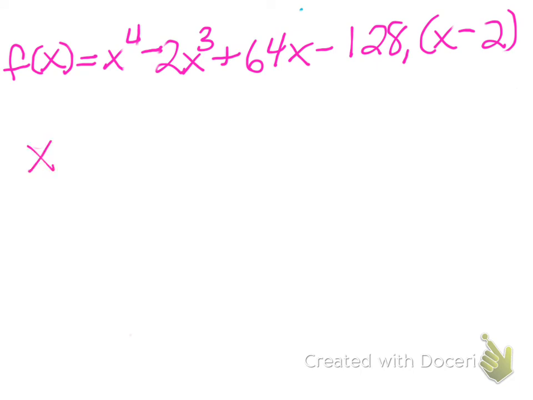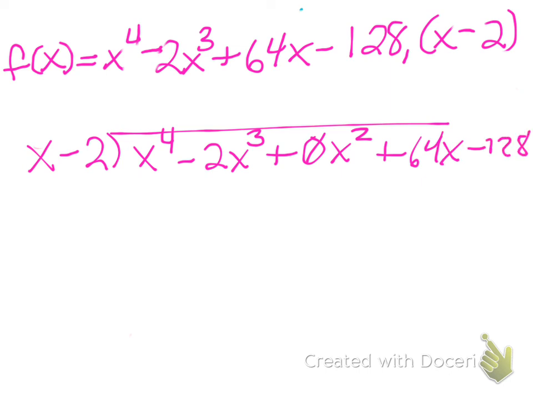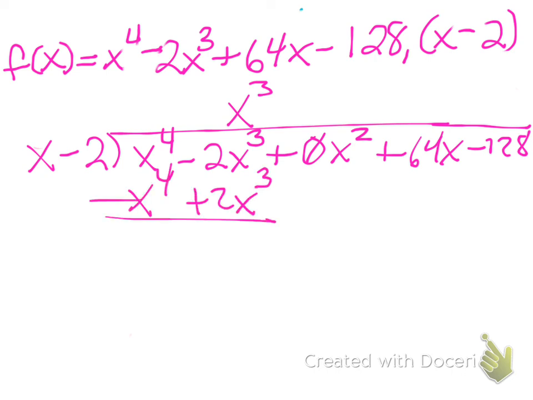Alright, last but not least, let's do it with the long division. So I'm going to do x to the 4th minus 2x cubed plus 0x squared plus 64x minus 128. So just like we did last time, ask yourself, what do I need to multiply x by to get x to the fourth? I need to multiply by x cubed. So I'll get x to the fourth minus 2x cubed. Draw your line, change your signs. These two would cancel out, those two would cancel out. I would just get 0.